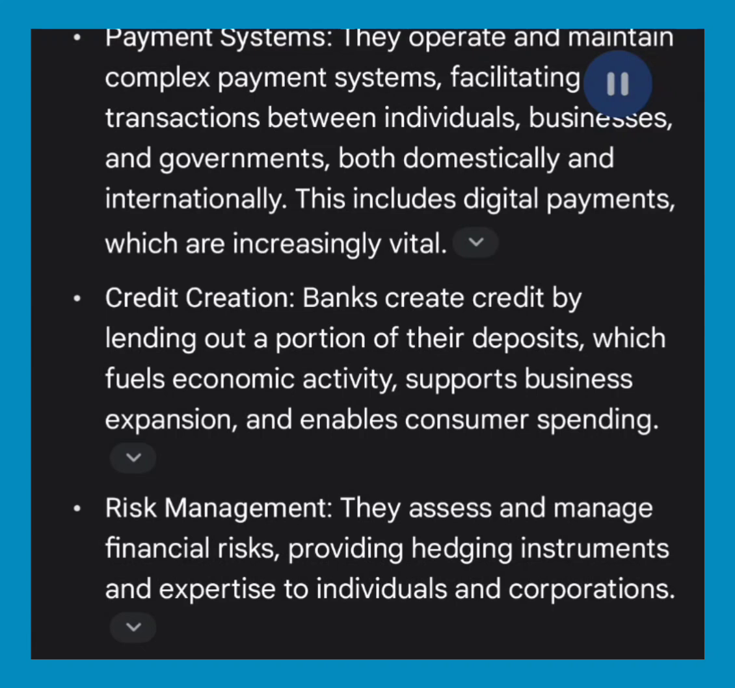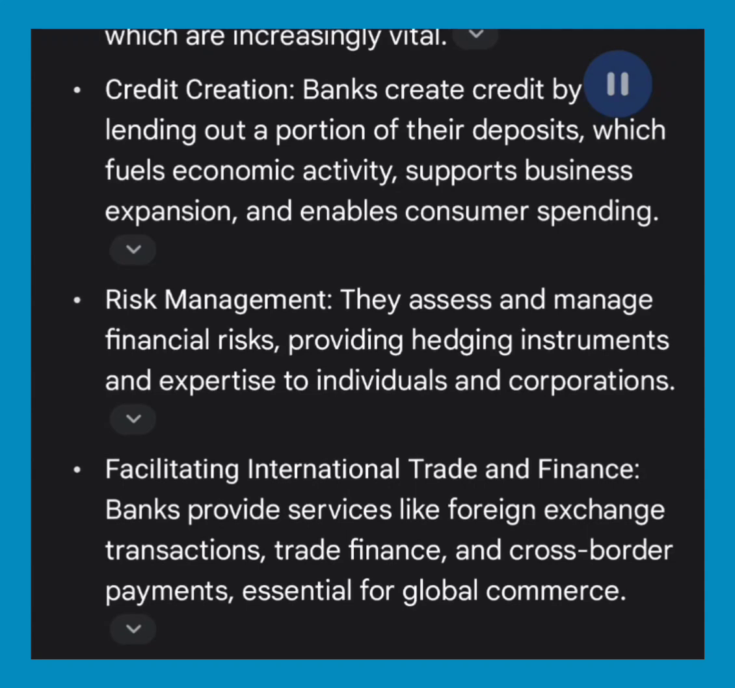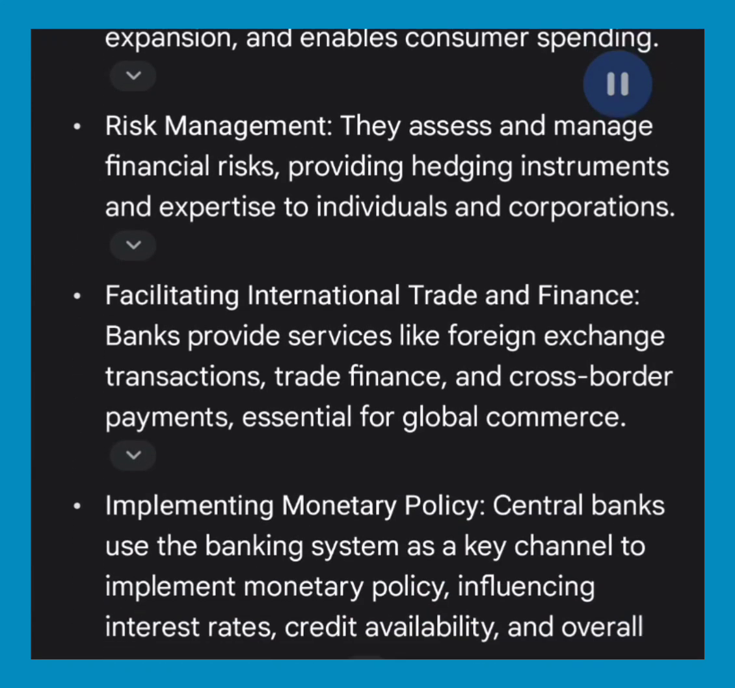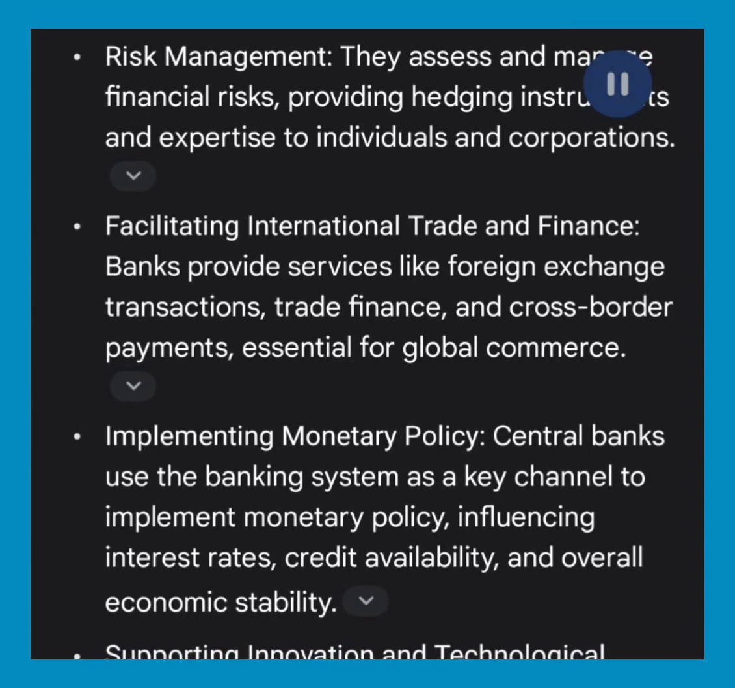This includes digital payments, which are increasingly vital. Credit creation. Banks create credit by lending out a portion of their deposits, which fuels economic activity, supports business expansion, and enables consumer spending. Risk management. They assess and manage financial risks, providing hedging instruments and expertise to individuals and corporations.